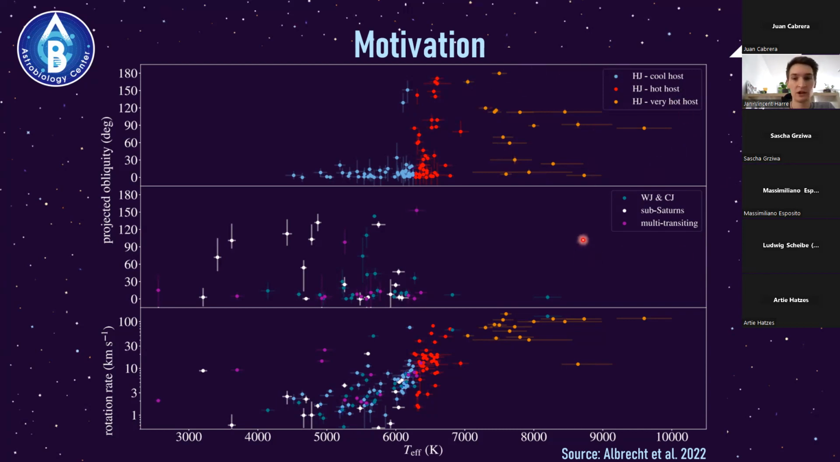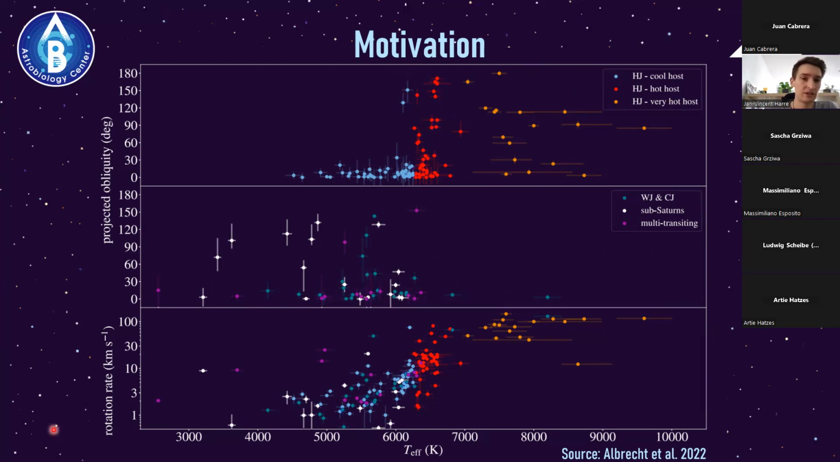On the second plot, we can see the warm Jupiters and cold Jupiters, and also sub-Saturns and multi-transiting systems. But we only need to pay attention to the warm Jupiters and cold Jupiters, which seem to be mostly aligned across all effective temperatures, except for a few outliers in this range. But still, we don't see the same trend as here for the hot Jupiters.